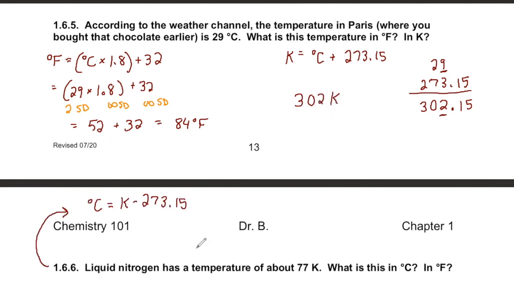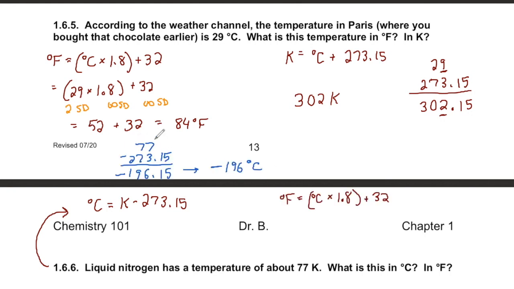302 Kelvin. This next problem, we have the temperature in Kelvin, and we are trying to convert it to degrees Celsius and to degrees Fahrenheit. So we take our 77 Kelvin and subtract 273.15. That gives us negative 196.15, but we are just reporting to the ones place, so we can round this to negative 196 degrees Celsius.